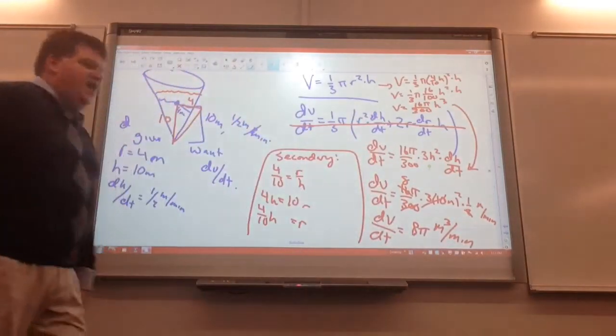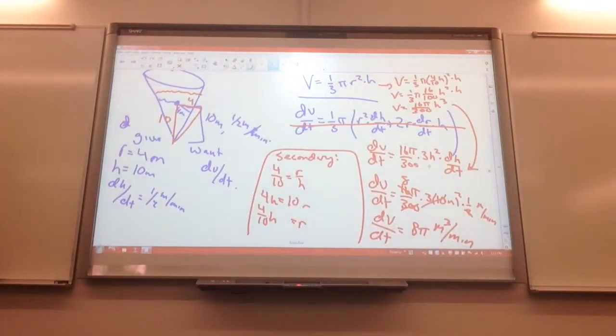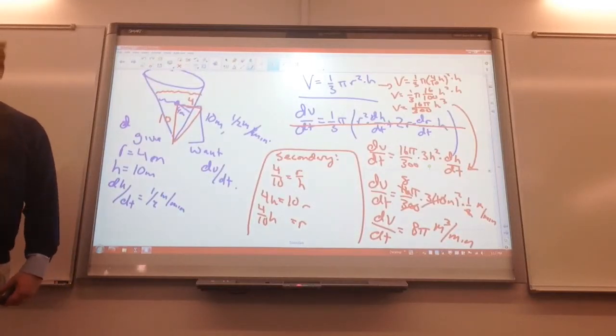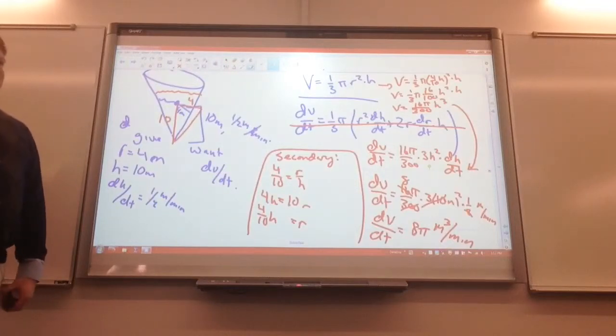So this thing is just gushing with water. Water's flowing into this thing like crazy, because that's a lot of water. You're looking at like 25 or 26 cubic meters of water per minute flowing into this thing. That would fill up a pool.